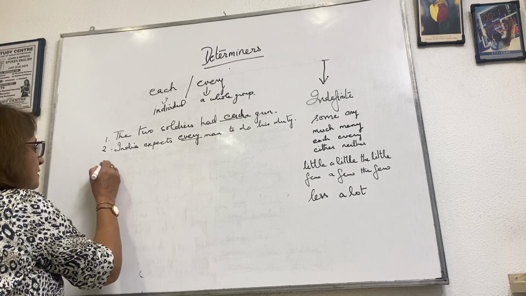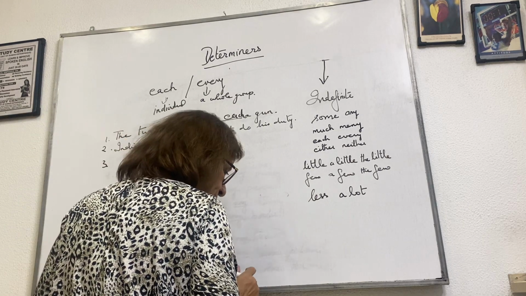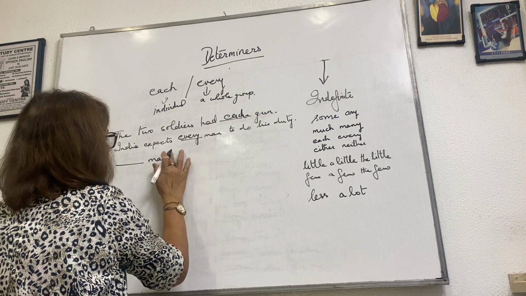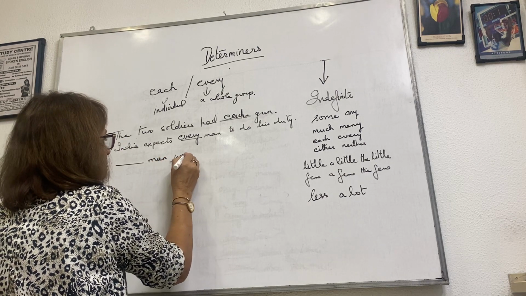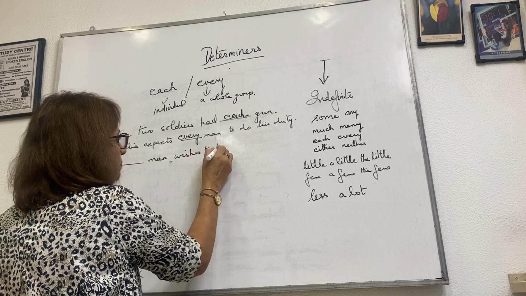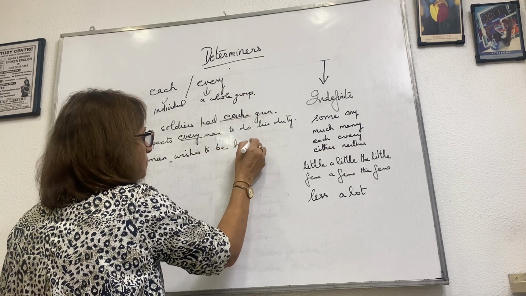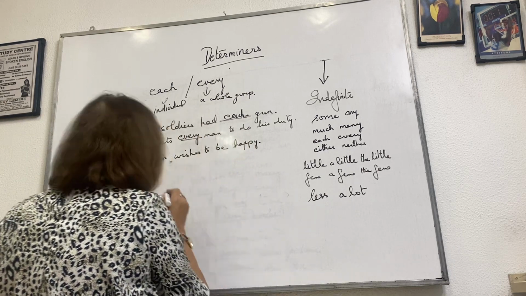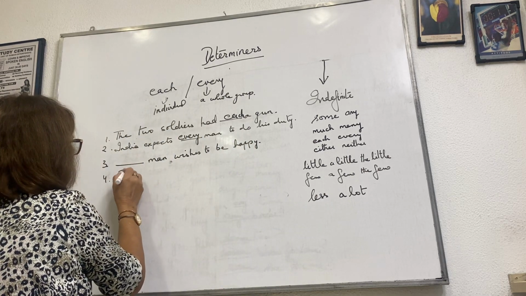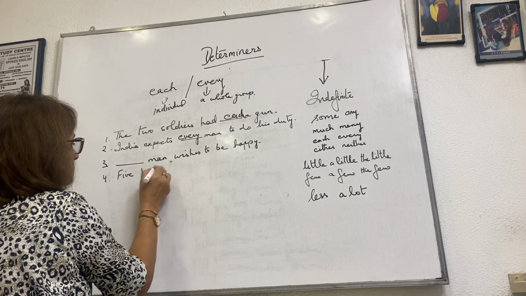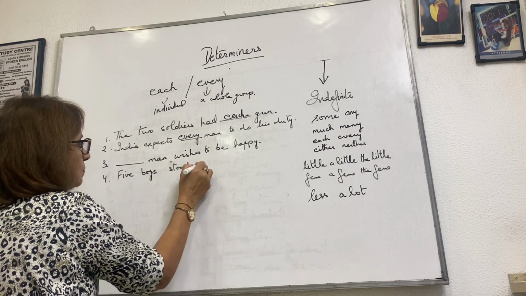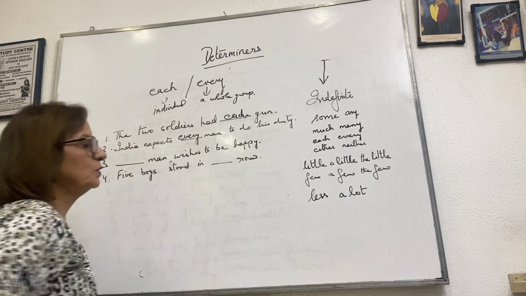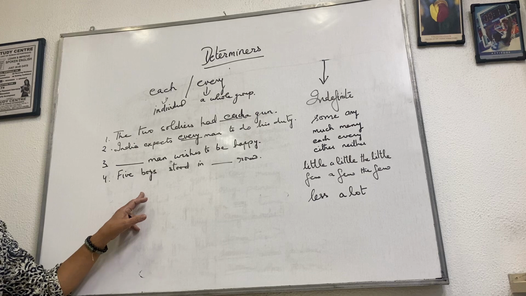Let me give you another example to make it more clear. Man wishes to be happy. And the second sentence, five boys stood in dash row. So try to fill in with each and every.